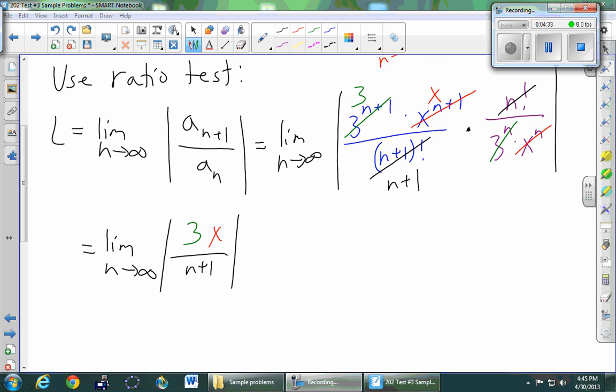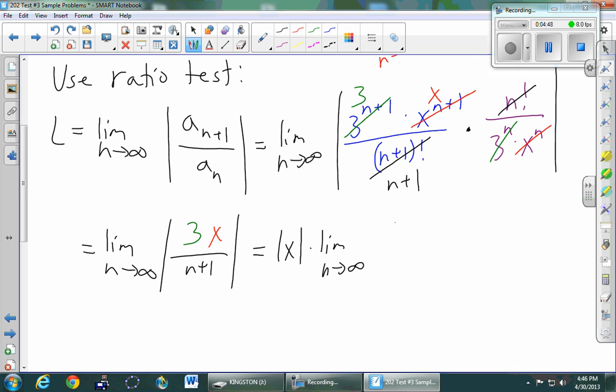And next thing to do is to take that x outside. As far as the limit is concerned, x is a constant. The variable for the limit is n. So this is x times the limit of 3 over n plus 1. No need for absolute value anymore. You can still put it, but everything here is positive now. But that limit when n goes to infinity is 0. So this is really absolute value of x times 0, which is just plain 0, which is one of our special cases.